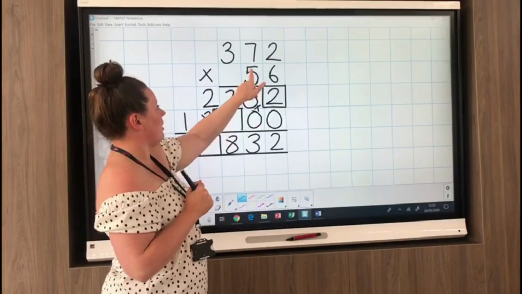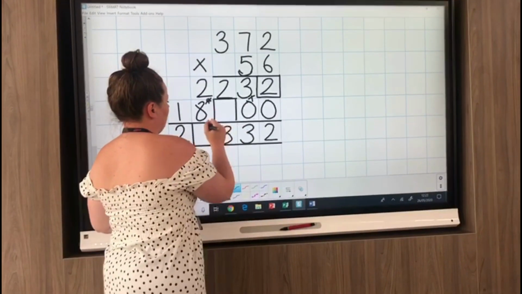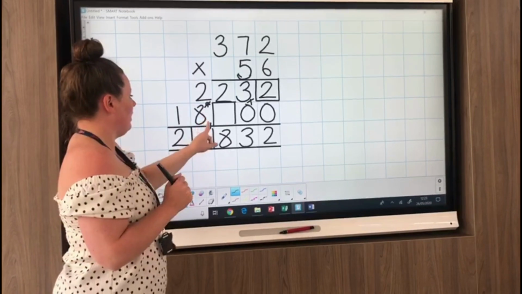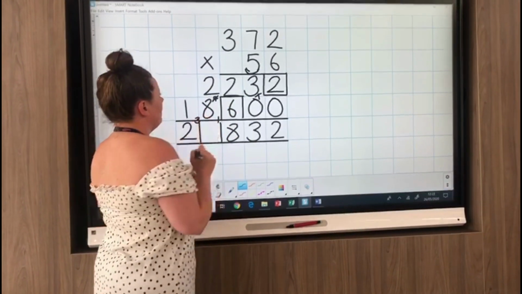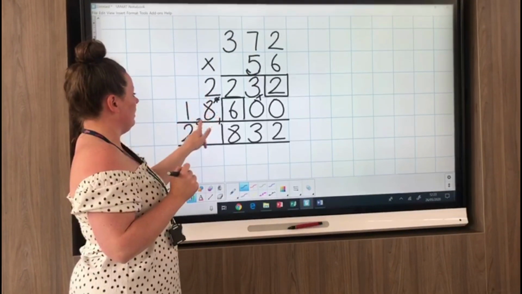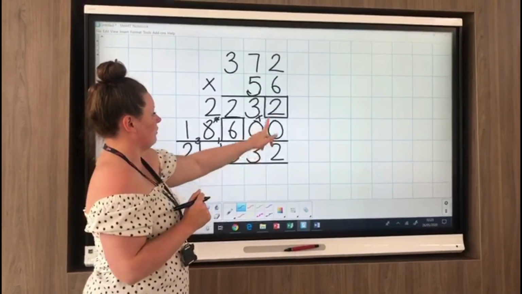So then our next box, 5 times 2 is 10. Don't forget the 1 there. 5 times 7, 35. Add the 1 is 36. 5 times 3 is 15. Add the 3 is going to give us 18. Again, so far so good.